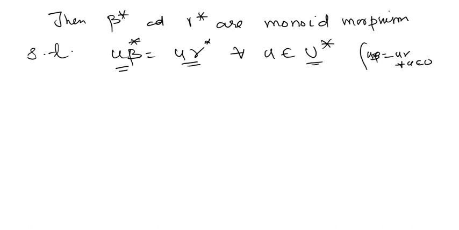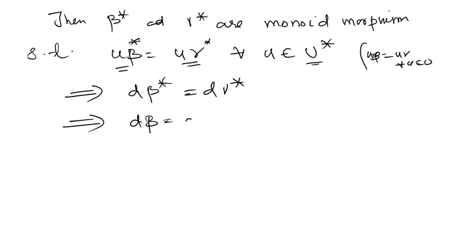1 beta star is 1, 1 gamma star is 1, so on U star they are equal, but D is in the monoid dominion, which means that D beta star is equal to D gamma star. Since D is not equal to 1, because D is in S minus U, this means D beta is equal to D gamma.